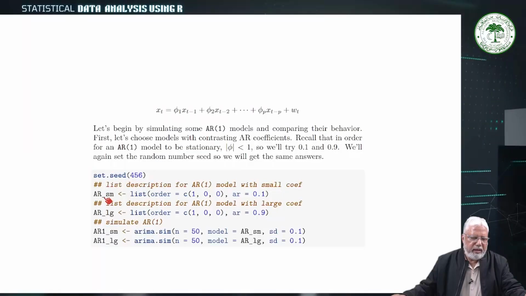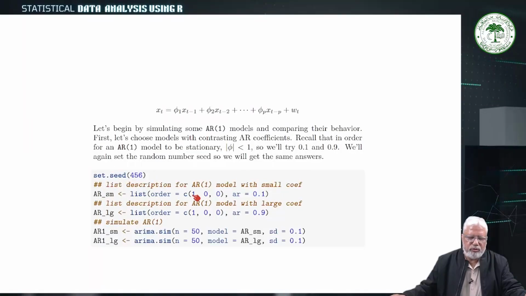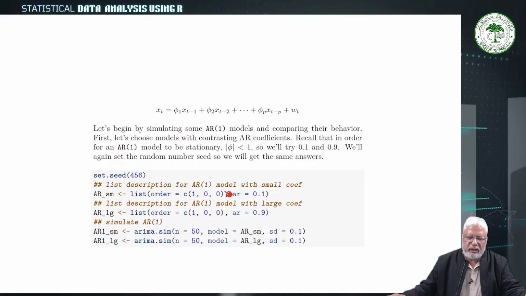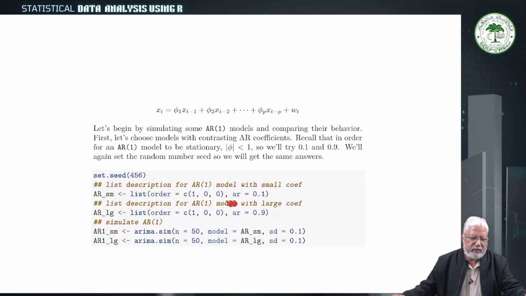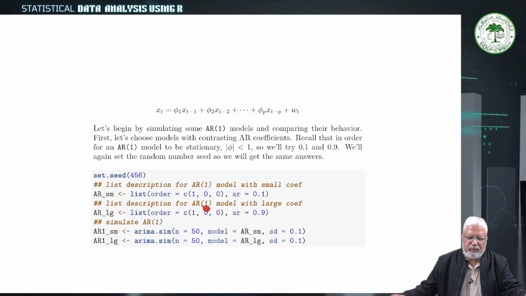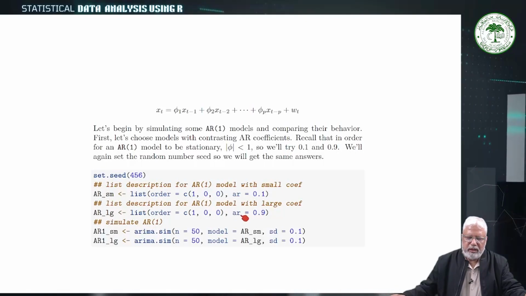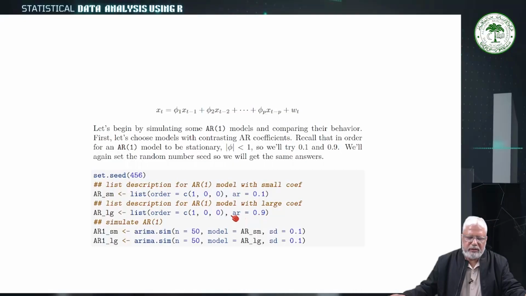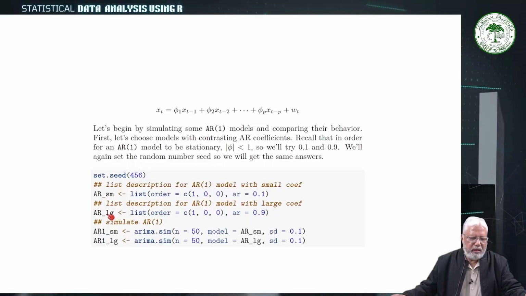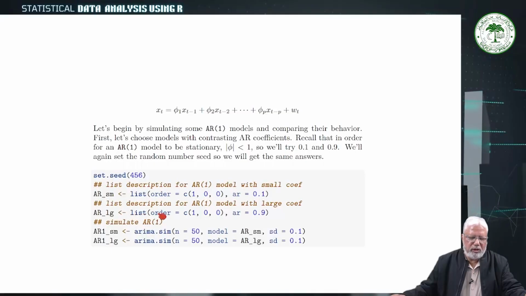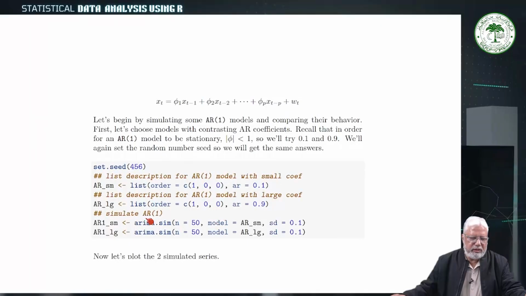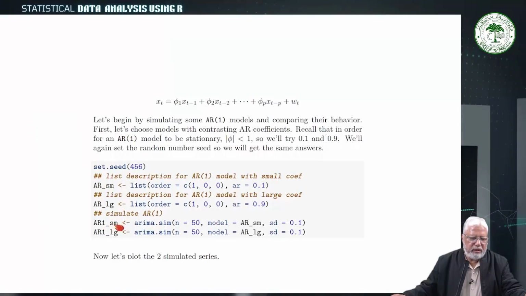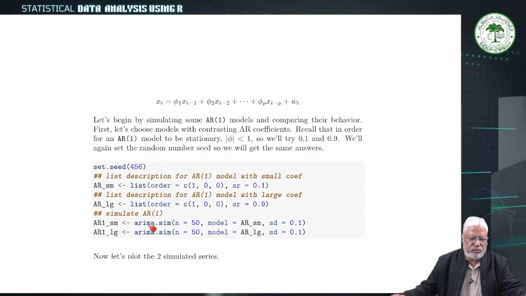So here ar_sm is a list with order equal to c(1,0,0). It is an AR(1) model because p is 1 and the rest are 0, and the AR coefficient is 0.1. Then the list description of the AR(1) model with large coefficient: ar_lg is a list with order c(1,0,0) and ar equal to 0.9.